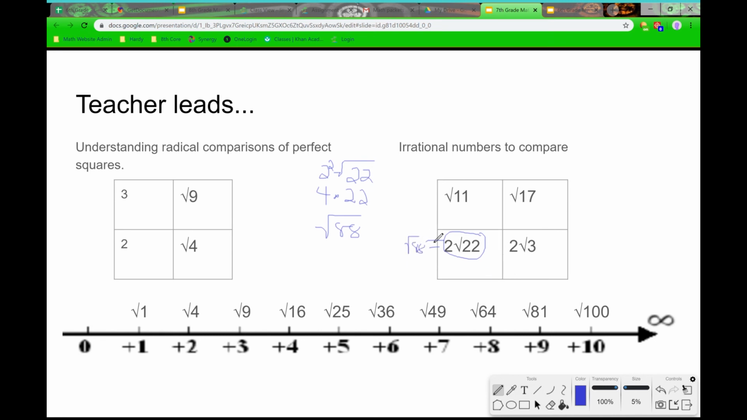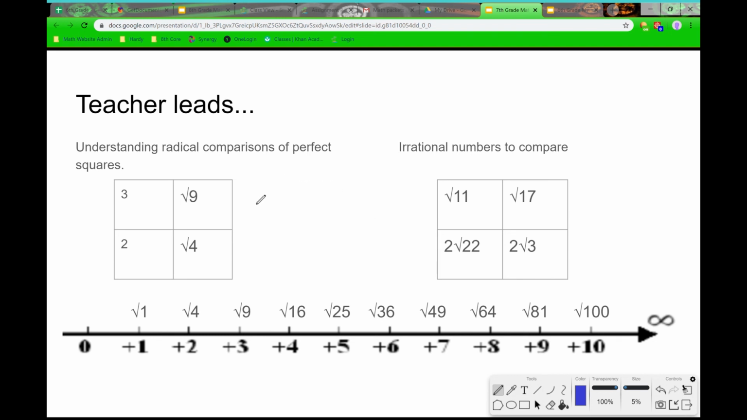So this 2 radical 22 is really way over here between 9 and 10. The square root of 88 is between 9 and 10 because 9 squared is 81, 10 squared is 100. Now we do that again, also with the 2 radical 3.